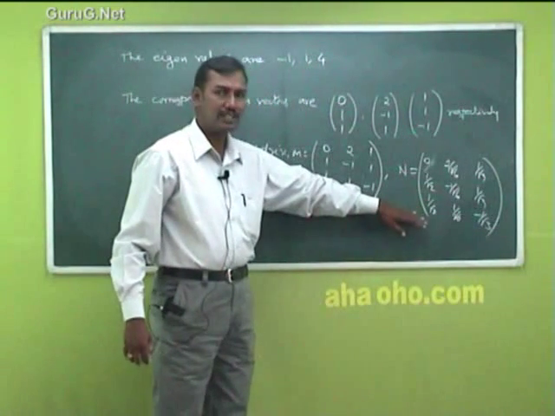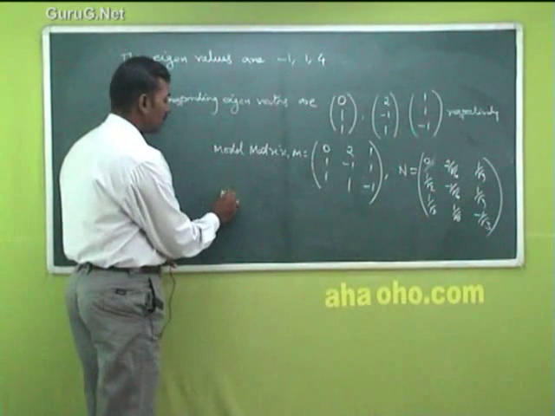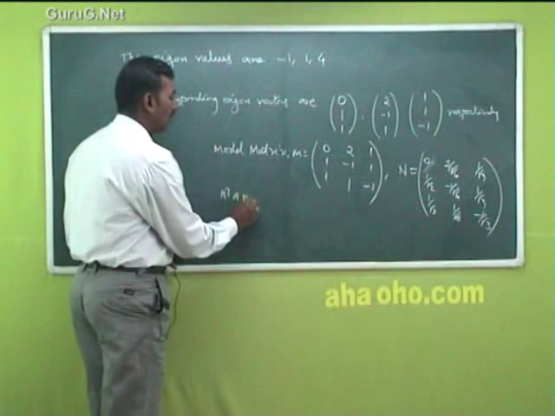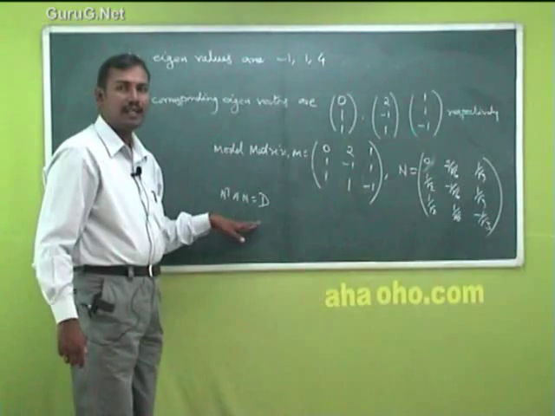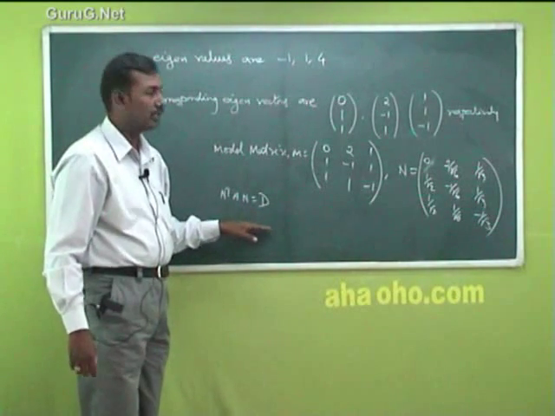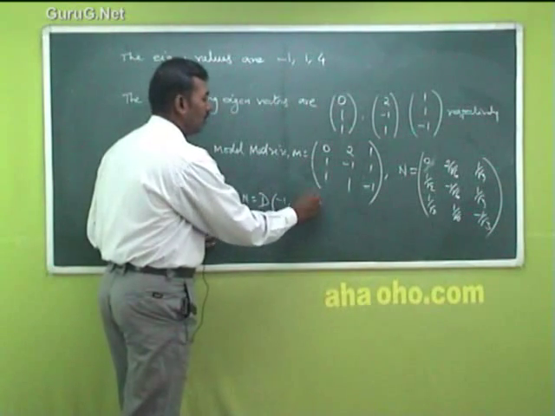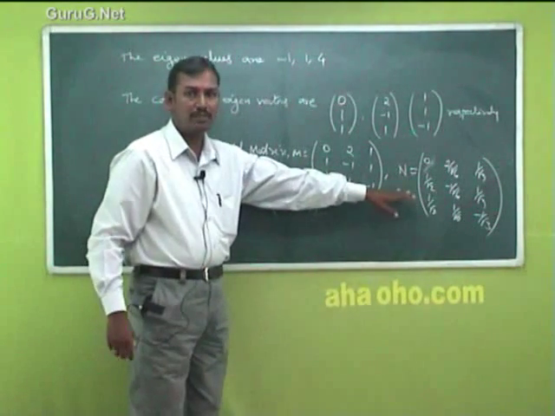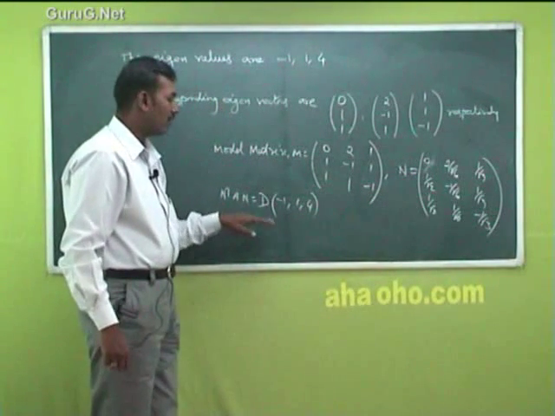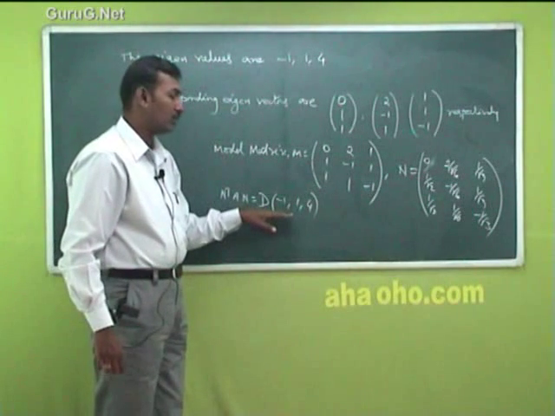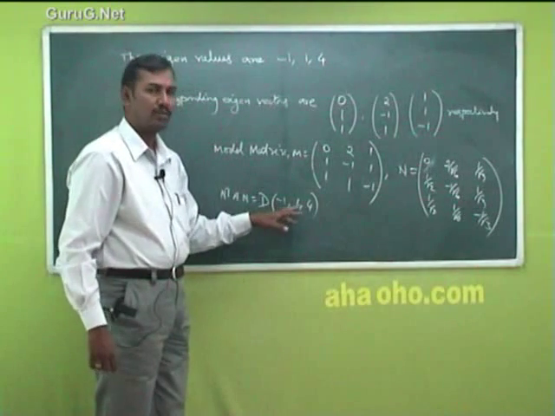For normalized model matrix calculate பண்ணதுக்கு அப்புறம் என்ன பண்ண போறோம்? We are verifying that N transpose A N equals D. But D என்கிறது என்னது? Diagonal matrix whose diagonal elements are eigenvalues of the real symmetric matrix. So given matrix, what will be the eigenvalues? So minus 1, 1, 4. After finding the normalized model matrix, I have to prove that N transpose A N equals D, where D is the diagonal matrix whose diagonal elements are the eigenvalues of the matrix A. So minus 1, 1, 4.